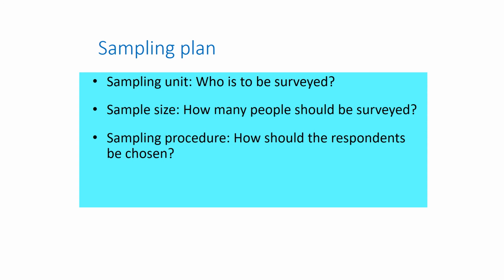Sampling plan. Again, need to be taken into consideration. Sampling unit. Again, you need to determine who is to be surveyed, and also the sampling size: how many people should be surveyed, and sampling procedure: how should the respondents be chosen? Again, this is very important if you're doing primary quantitative research, because for the samples, after you've defined the population, then the sample sizes must be large enough to be representative of the total population as a whole. Otherwise, you can't make inferences about the total population from the samples taken.